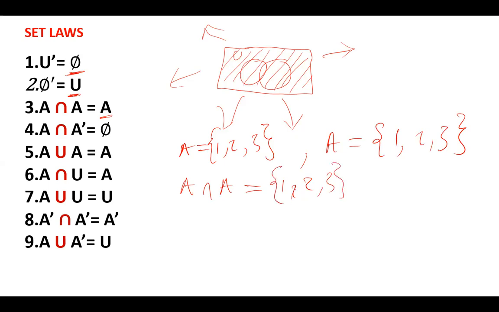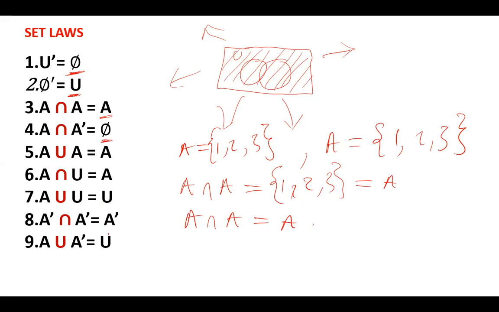The common elements that are in A and in another A are simply 1, 2, 3, which is equivalent to A. Hence, A intersection A is simply A. Okay. So A intersection A complement is simply an empty set.